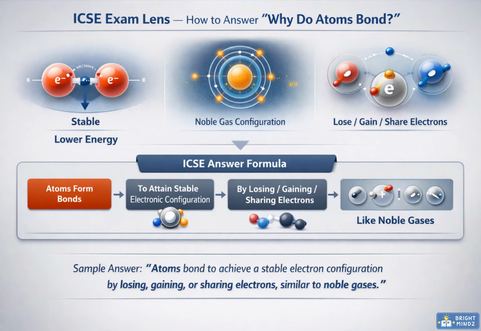When an ICSE question asks why atoms bond, keep your answer reason based. Start with the main idea: atoms bond to become stable. Then explain what stability means: a complete valence shell or a noble gas electronic configuration. Finally, state how they achieve it: by losing, gaining, or sharing valence electrons. Use terms like stable configuration, valence shell, and lower energy. A strong 2-mark answer is: atoms form bonds to attain a stable electronic configuration, like noble gases, by losing, gaining, or sharing electrons.